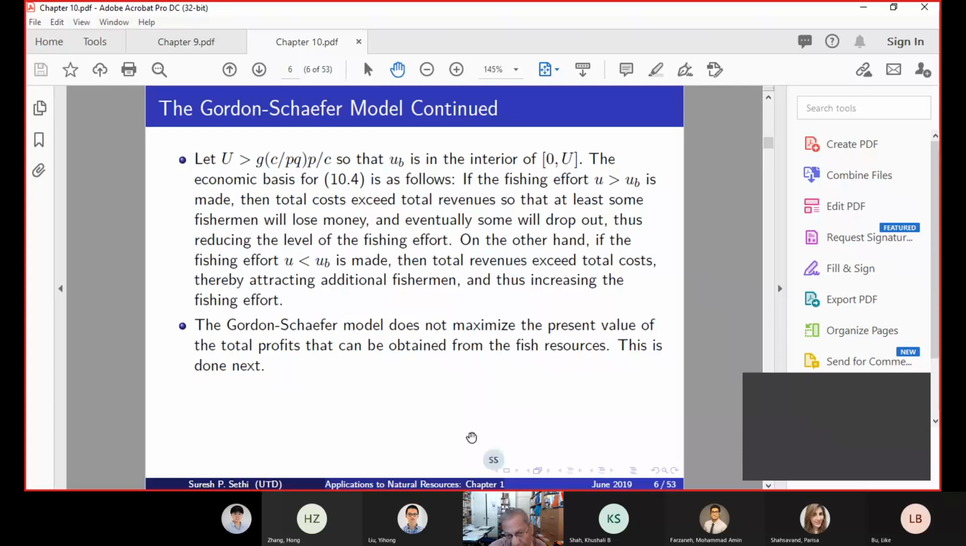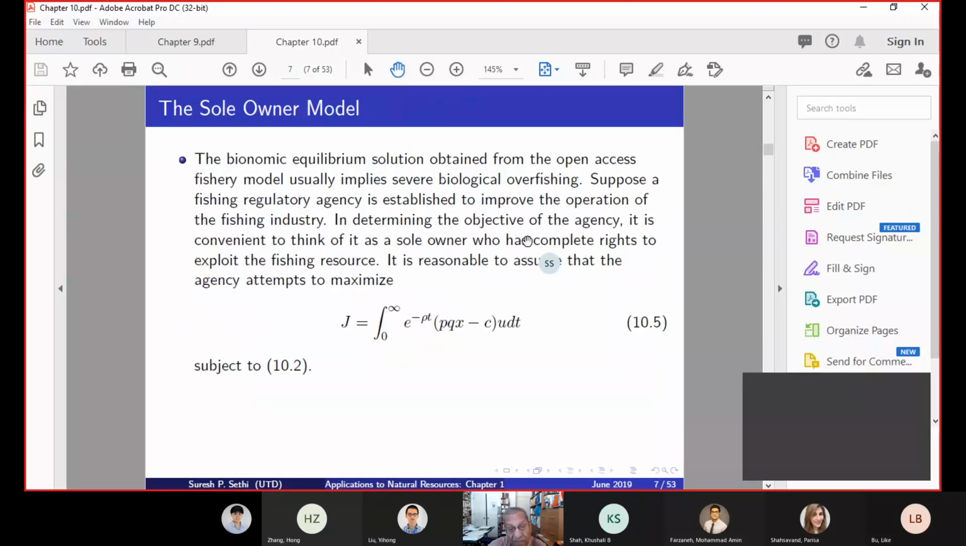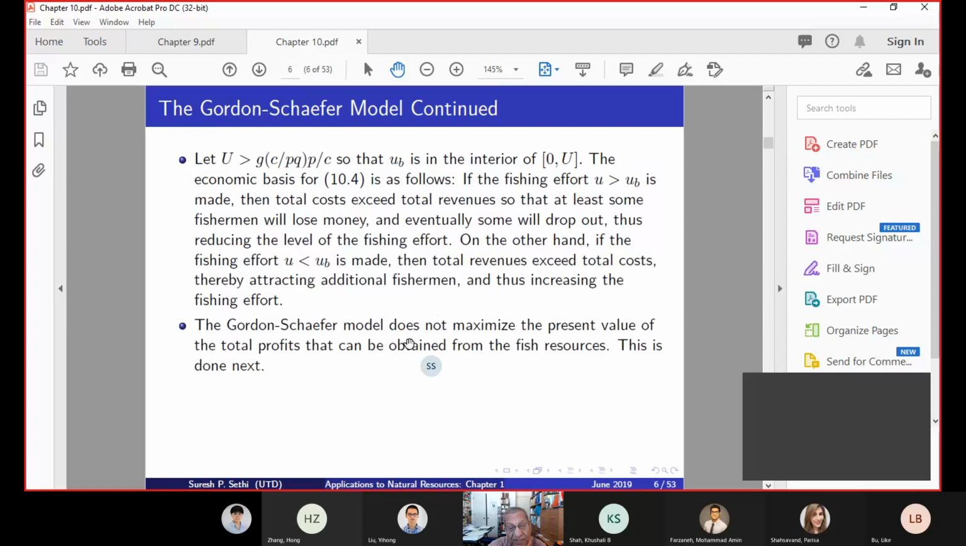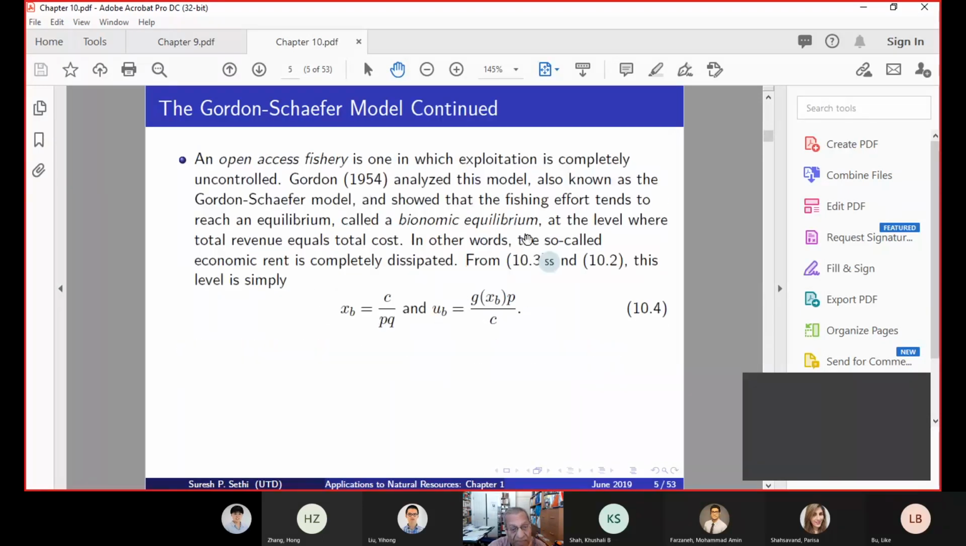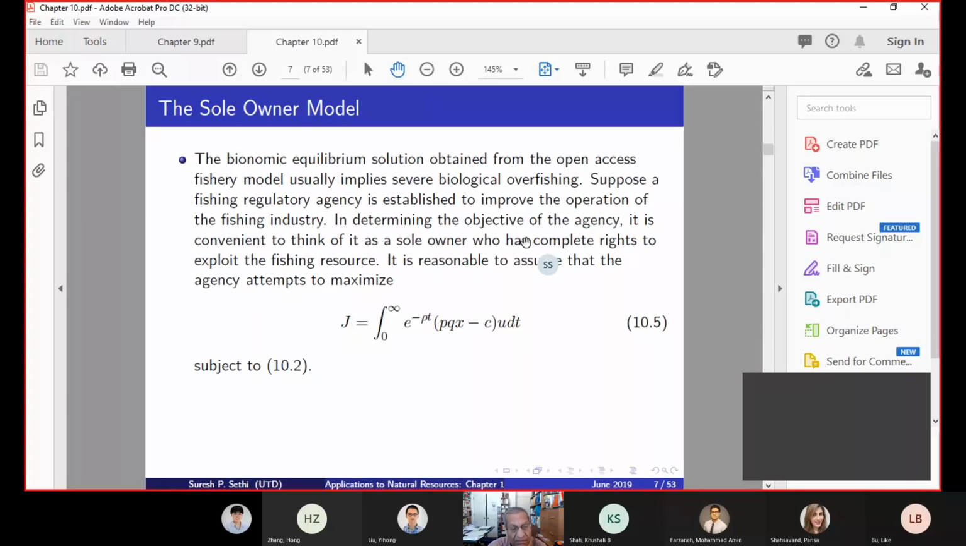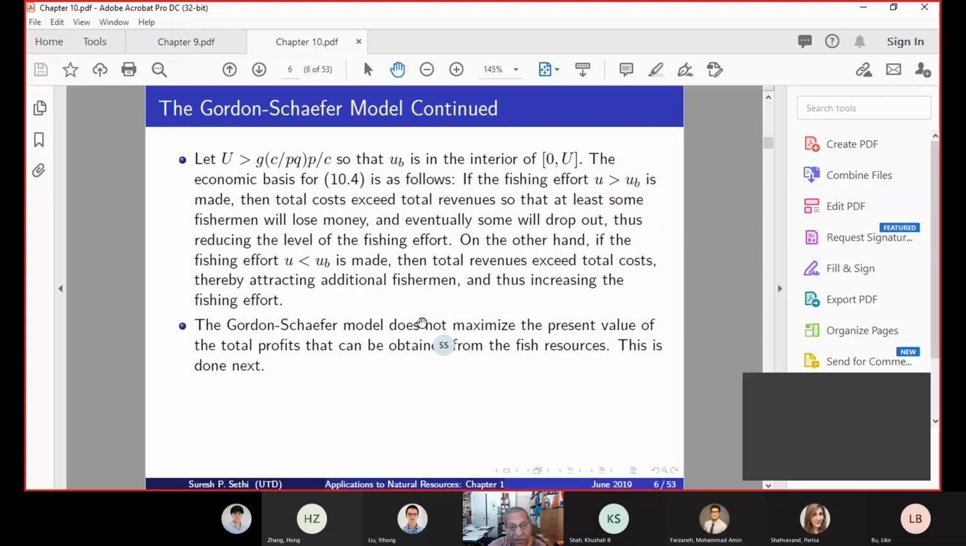Now, they don't solve the control problem. They don't maximize the present value. Okay? And so this is what Colin Clark does. Colin Clark now set up the optimal control problem where you want to maximize the present value of the fish from this lake subject to our constraint, which is the dynamics 10.2. Actually, subject to dynamics 10.2, but there's also a constraint.